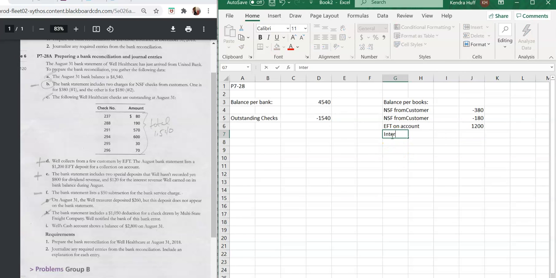So interest revenue was $120, dividend revenue was $800. The bank statement lists a $50 subtraction for the bank service charge. That's going to be minus 50. On August 31st, the Well treasurer deposited $260, but this deposit does not appear on the bank statement. So that's a deposit in transit.